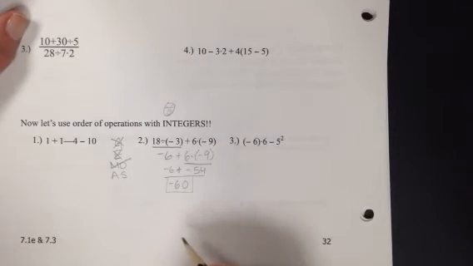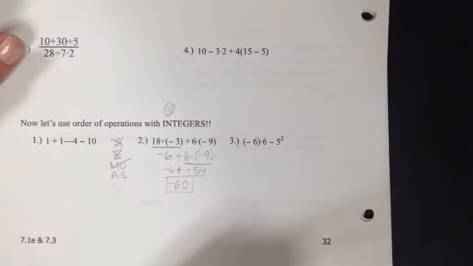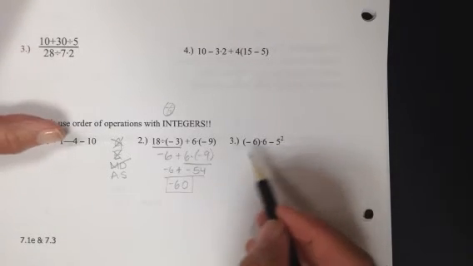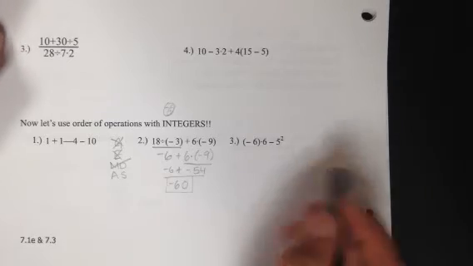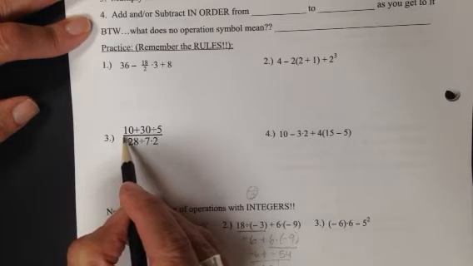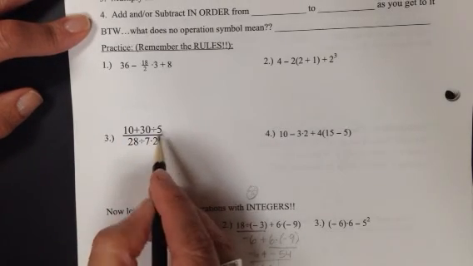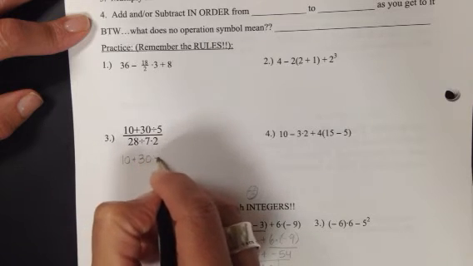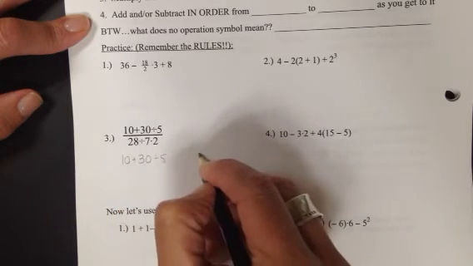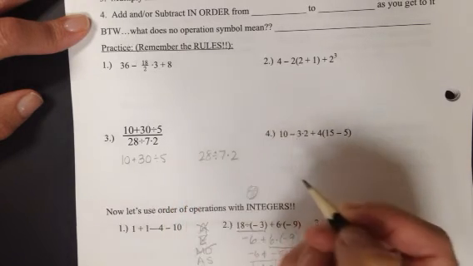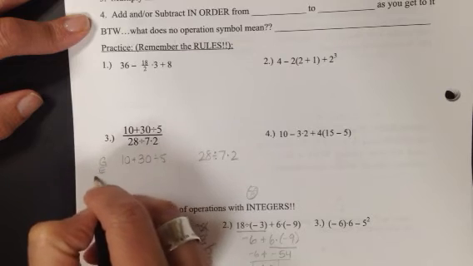Now of course this is a pretty simple explanation, a pretty simple problem, excuse me, but you do the same thing with the exponents. You would just do that after the grouping symbols, which I don't have any of here. Remember that the fraction bar is one large grouping symbol. So in this example, I would need to do the 10 plus 30 divided by 5 separate from the denominator.